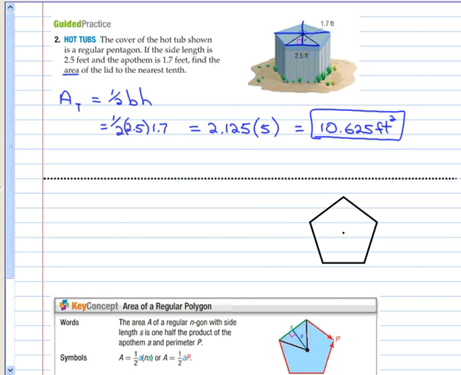Round to the nearest tenth, they did say. So we would get 10.6 feet square. I know, I got caught on my tail, didn't I?